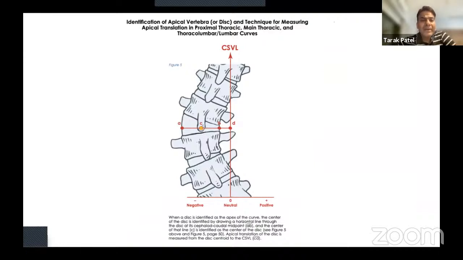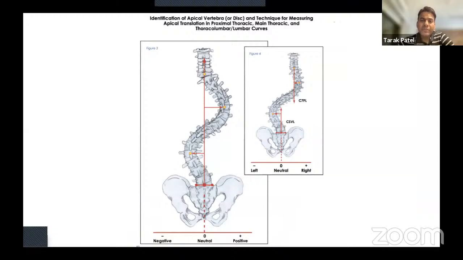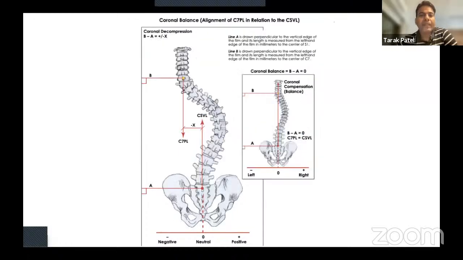Another important parameter is apical vertebral translation, and basically the apical vertebral translation is measured in reference to two lines, the C7 plumb line and the CSVL. If both these lines are in synchronization, then you can take the apical vertebral distance from this line. If both are not in the same line, that is because of coronal imbalance, then the lumbar curve apex is measured from the CSVL, and in the main thoracic curve, the apex deviation is measured from the C7 plumb line.